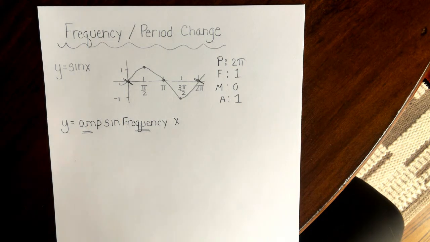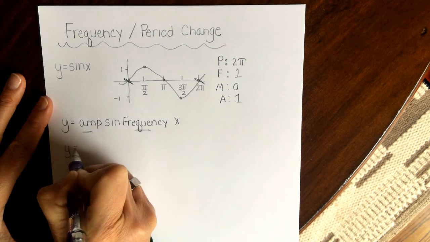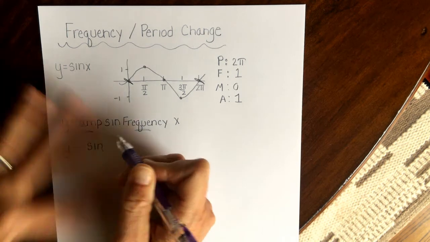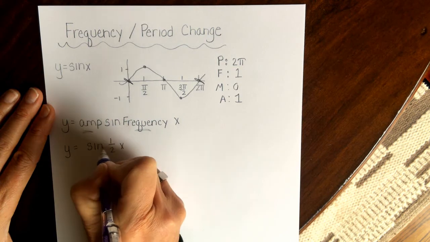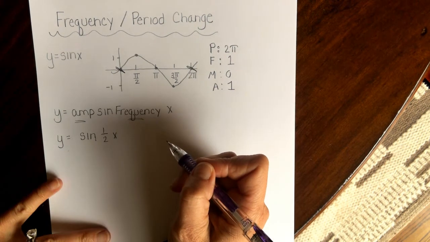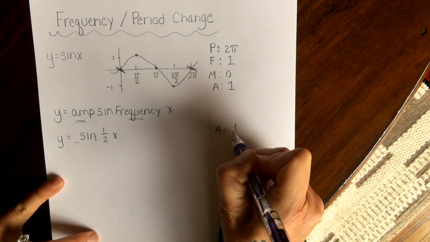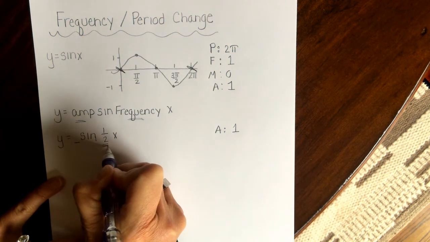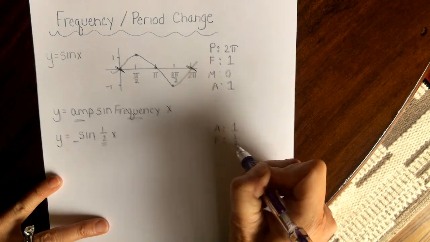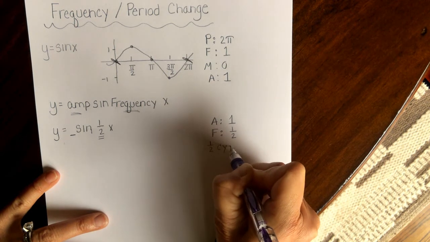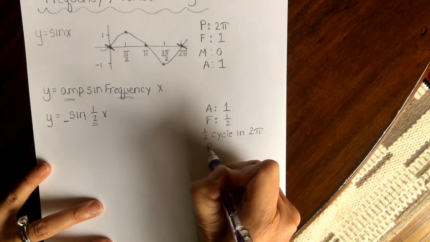So let's do a little bit of changing of the frequency. Let's suppose I say y equals sine of 1/2 x. If I ask you to break this apart, you would say, okay, my amplitude is 1, because there's no number here. My frequency comes right in front of the variable. Frequency is 1/2, and that means there's 1/2 a cycle in 2 pi.